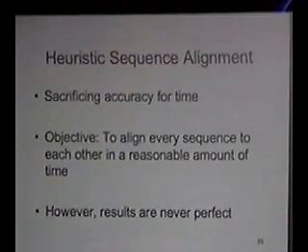So what we use is a heuristic sequence alignment algorithm. With a heuristic, I'm basically sacrificing accuracy for time. The objective is to align every sequence to each other in a reasonable amount of time, but the results are never, ever going to be perfect.